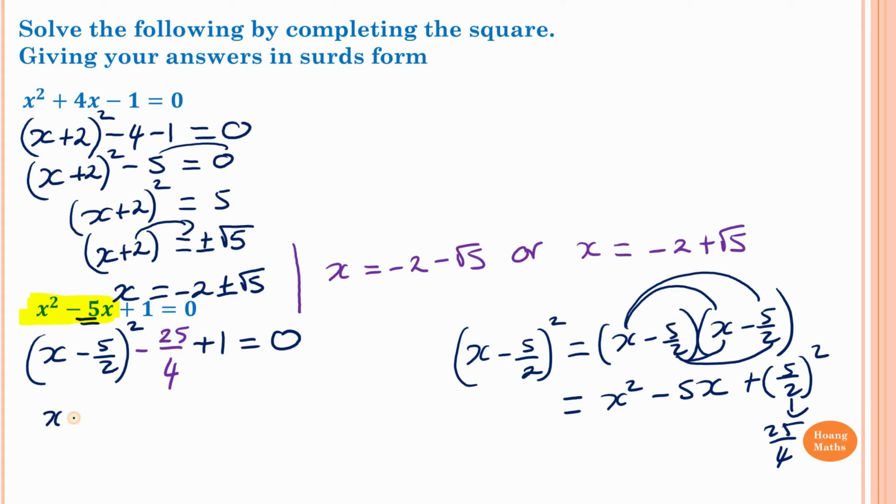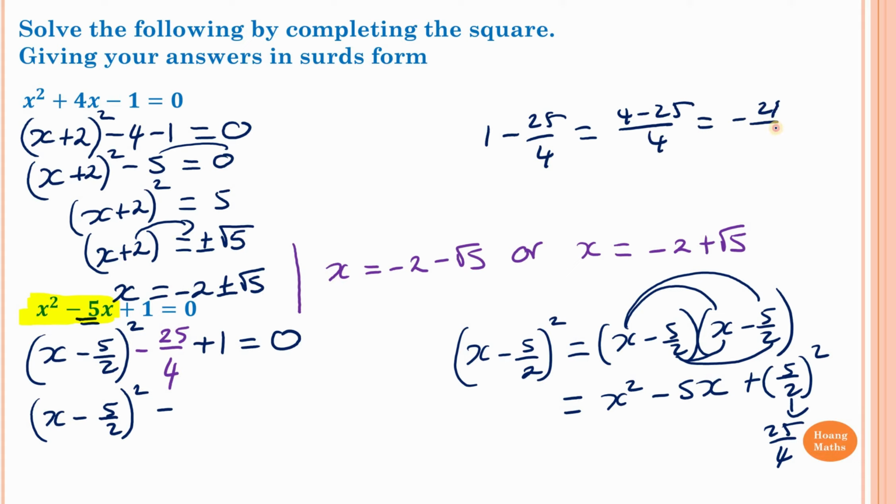So now (x minus 5 over 2) all squared minus, to simplify this, that's the same as 1 minus 25 over 4. That's the same as 4 over 4 minus 25 over 4, which is negative 21 over 4 if you like. Or otherwise, just use your calculator. So minus 21 over 4 is equal to 0. So I move this to this side. That means (x minus 5 over 2) all squared is equal to 21 over 4.